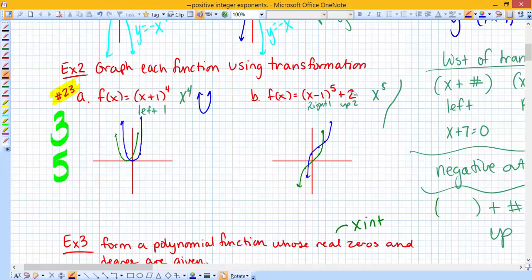So I have my original graph, which is in green, and it's starting at, I plug in 0, I get 0, I plug in 1, I get 1, I plug in -1, I get -1. So there's my original. So now I've got to take all 3 of those points, and I'm going to move each of them up 2, right 1, up 2, right 1, up 2, right 1. So then I know the nature of the graph, so I can just draw my curve going through those 3 points. And that's pretty much it for example 2.